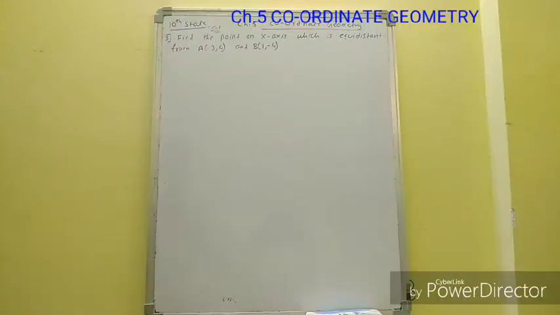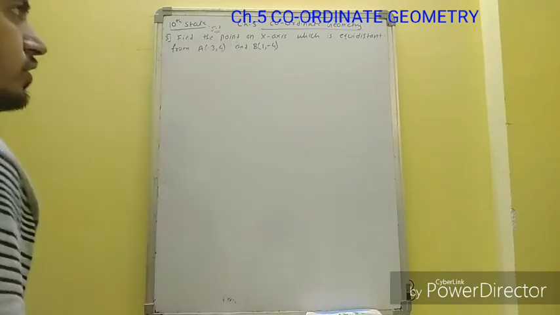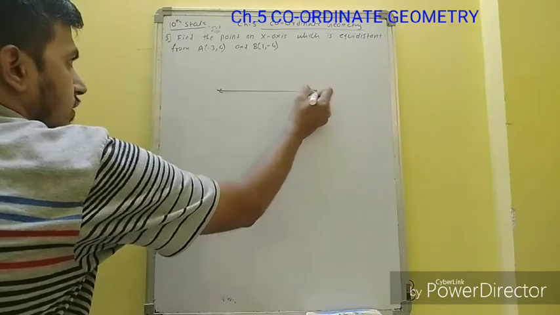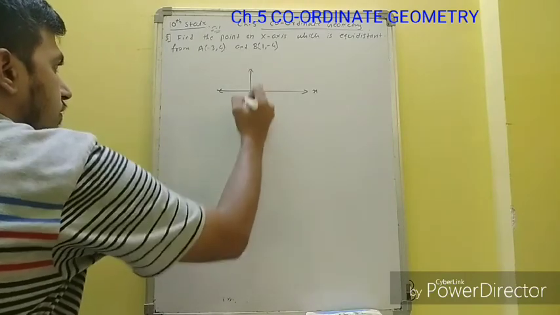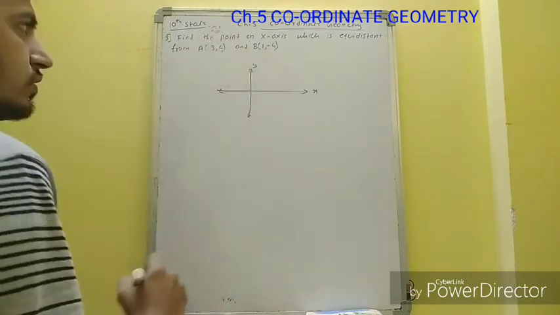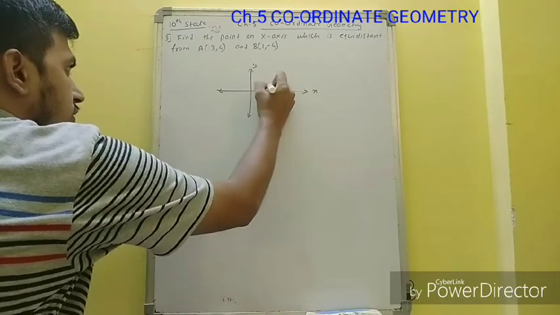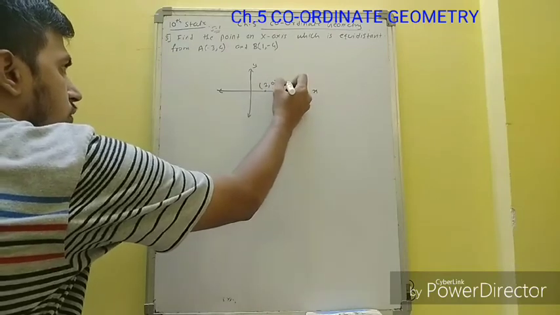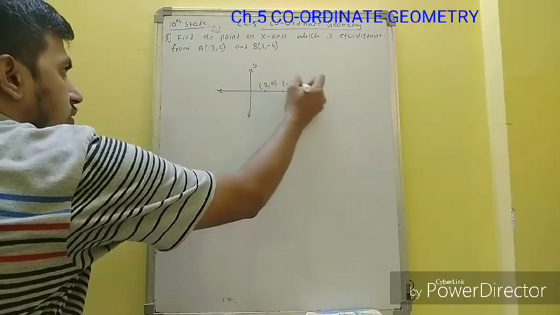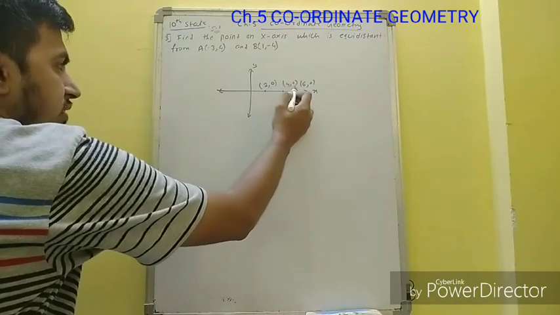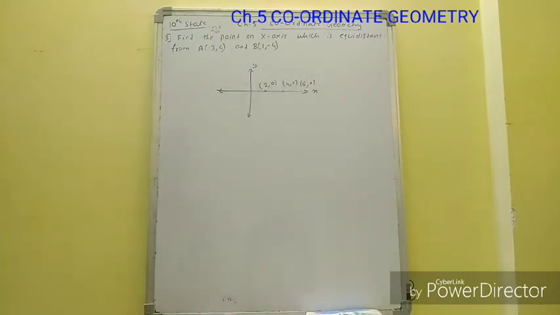Part of the first exercise of chapter number 5, quadratic equation, coordinate geometry. Find a point on the x-axis. This is the x-axis, and this is the y-axis. Any point lying on the x-axis, say it is (2, 0), (4, 0), (6, 0), will always have its y coordinate 0.